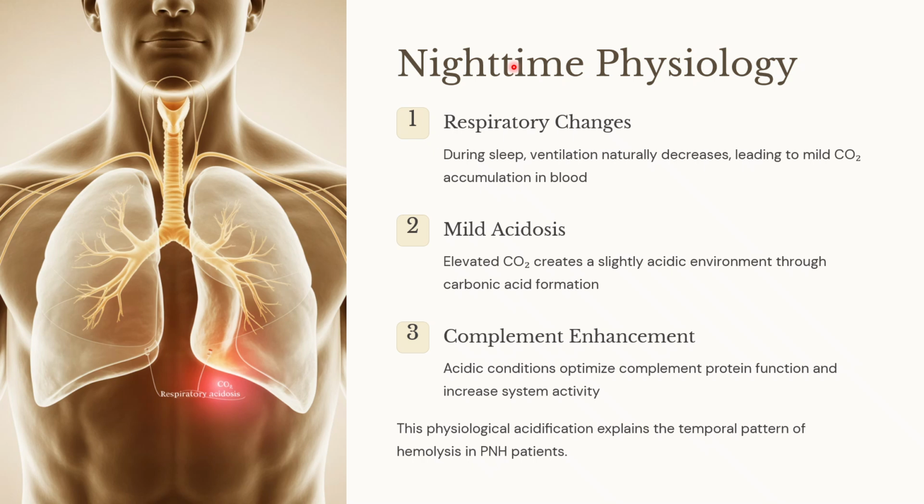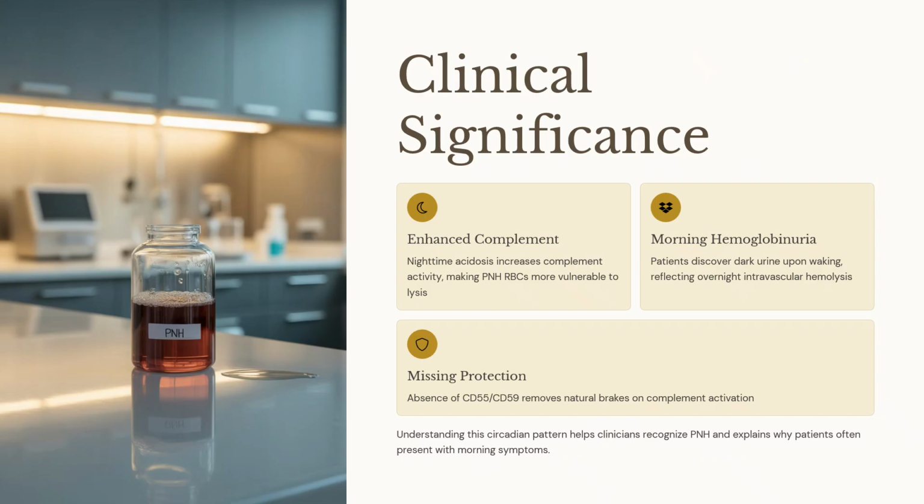Why does the attack on the RBCs happen at night? Because during sleep, ventilation naturally decreases, leading to mild carbon dioxide accumulation. The mild elevation of carbon dioxide results in mild acidosis, creating a slightly acidic environment through carbonic acid formation. The acidic environment will favor the complement, thereby resulting in hemoglobinuria at night. In the morning, the patients will discover dark urine upon waking, reflecting the overnight intravascular hemolysis.